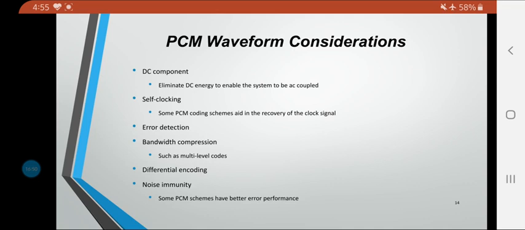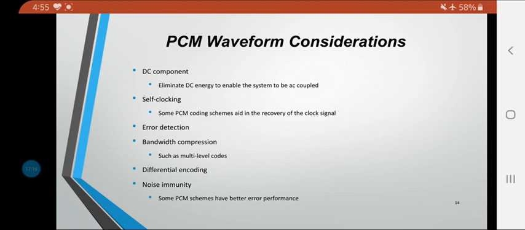Then we have the next point, which is self clocking. Symbol or bit synchronization is required for any digital communication system. The Manchester code has a transition in the middle of every bit interval, whether a 1 or 0 is being sent. This guaranteed transition provides a clocking signal. So every such PCM coding scheme should also allow recovery of the clock signal, which in our terms we call self clocking.